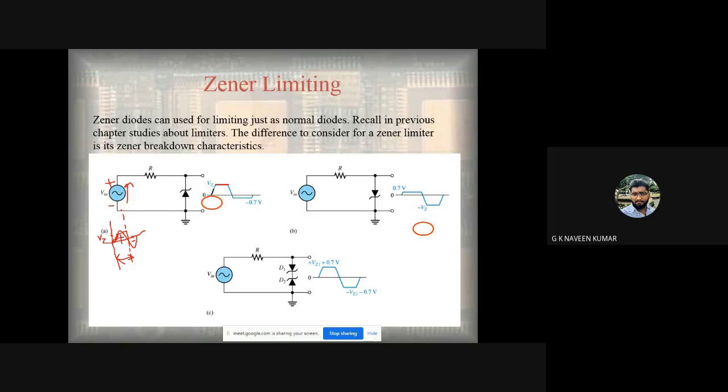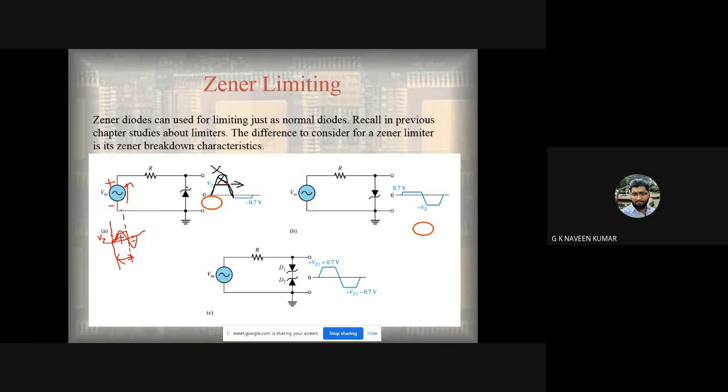Actually your sinusoidal waveform is like this. Clear? But this part will be clipped. This part will be removed. Why removed? Because once this point is reached, above this, whatever the input voltage, the Zener will provide a constant voltage at the output. Hence, you are getting this value. This was your input, and this will be removed.